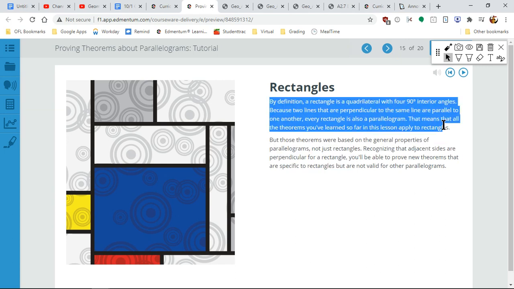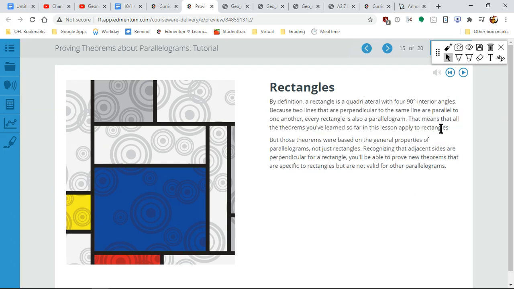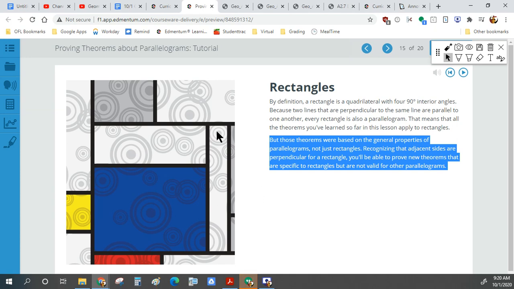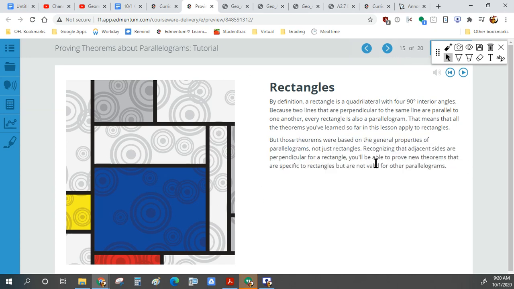By the definition of a rectangle, 90 degrees, but those theorems were applied to general properties of parallelograms, not just rectangles, recognizing the adjacent sides are perpendicular. So this is just saying that rectangles are parallelograms too, because the opposite angles are congruent, opposite angles are congruent, opposite sides are parallel.